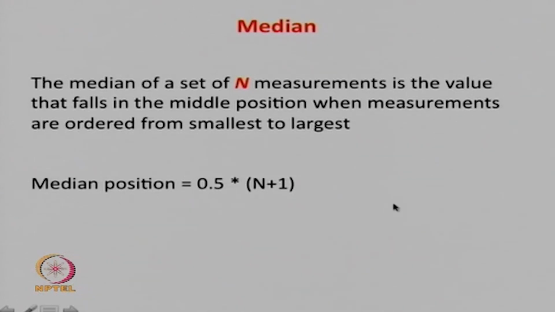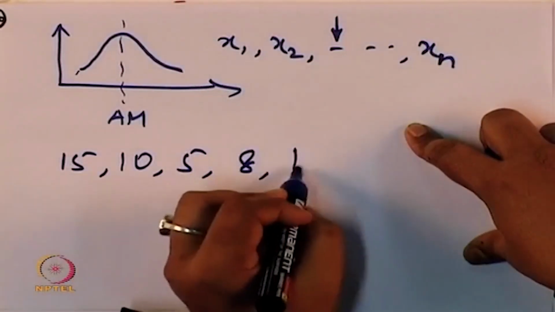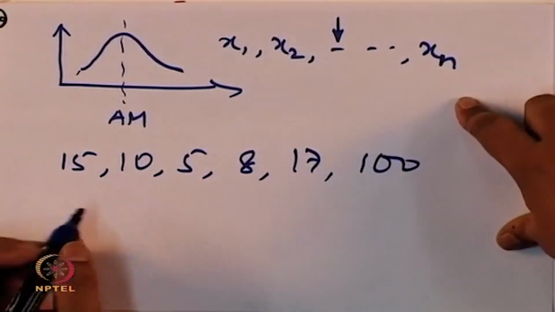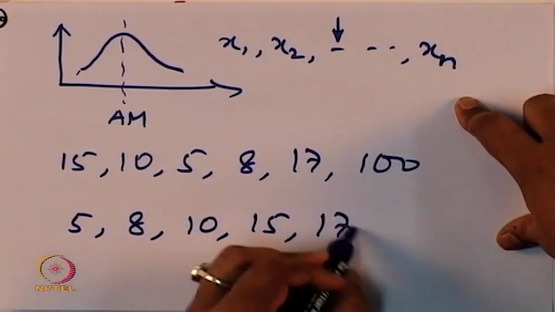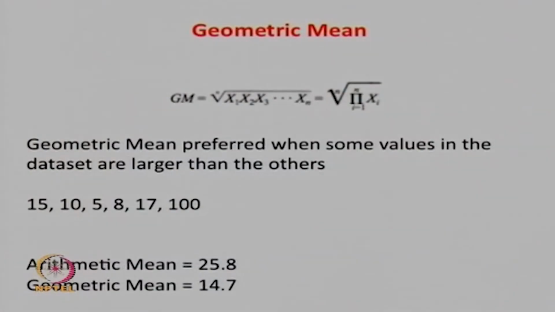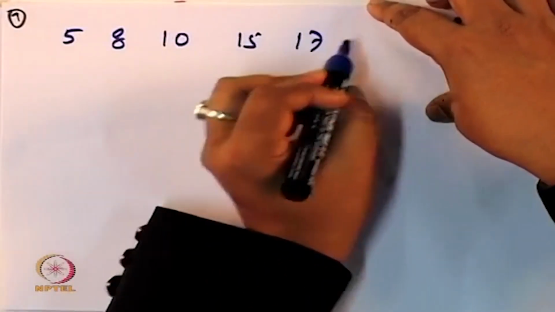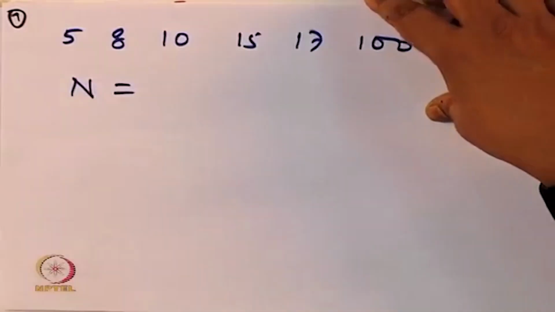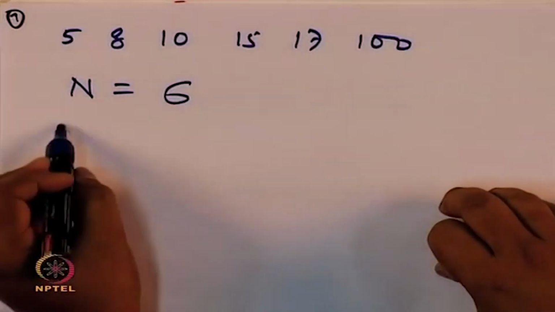So, let us do the previous numbers. If I go back to the previous slide, my numbers were 15, 10, 5, 8, 17 and 100. If I sort them and write them together: 5, 8, 10, 15, 17, 100. This is a sorted list. What is my n? n is the total number of numbers I have, which is 1, 2, 3, 4, 5, 6.